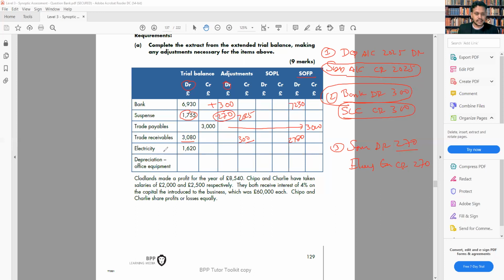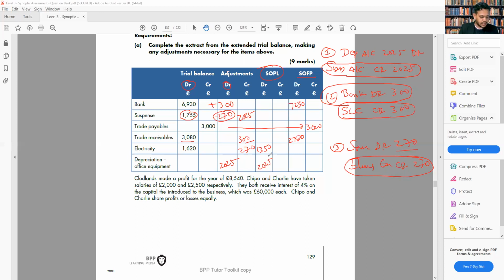We have an electricity adjustment. So electricity needs to be credit, reduced by 270. So I need to write 270 in the adjustment column, and it will go down automatically. 1620 minus 270 will give me 1350. And electricity is an expense. Expense and income will go to the SPL, the statement of profit and loss account. Depreciation we have calculated. So we have depreciation, that is a debit, it always comes on the debit side in the adjustment. So 2025 for the depreciation, and it always comes to the SPL. Remember that, on the debit side.